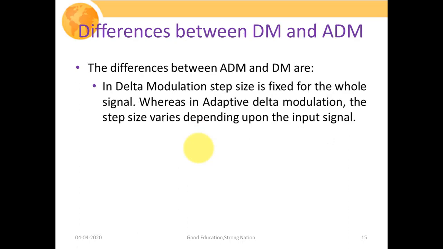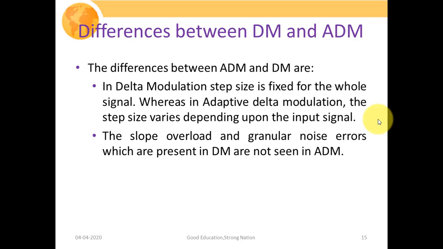Now we're going to discuss some of the differences between delta modulation and adaptive delta modulation. The major differences are: in delta modulation, the step size is fixed for the whole signal, whereas in adaptive delta modulation, the step size varies depending upon the input signal. What we are achieving better in adaptive delta modulation is that we are able to reduce the errors that we have in delta modulation. The slope overload and granular noise errors which are present in delta modulation are not seen in adaptive delta modulation. Obviously errors are there, but in comparison to delta modulation, they are very much less.